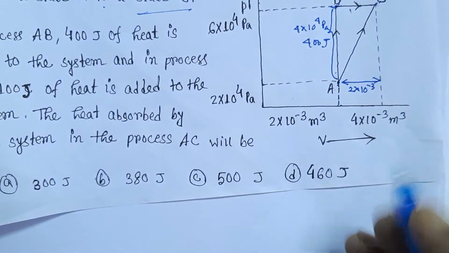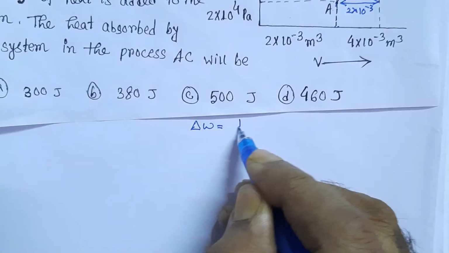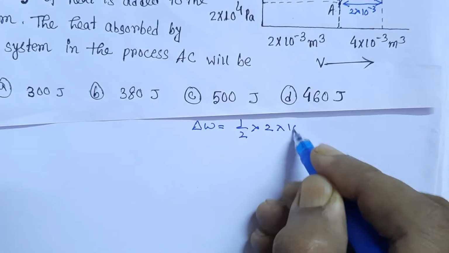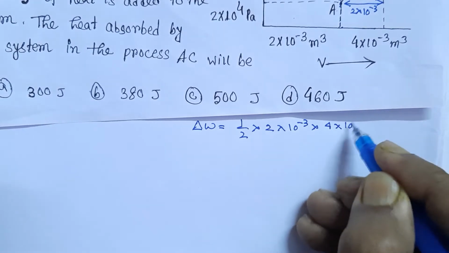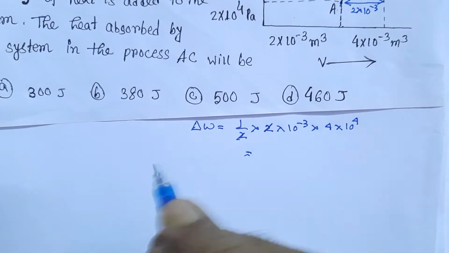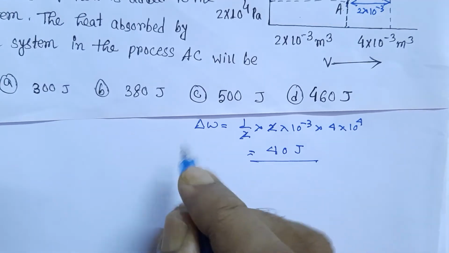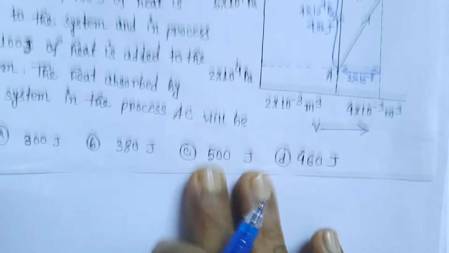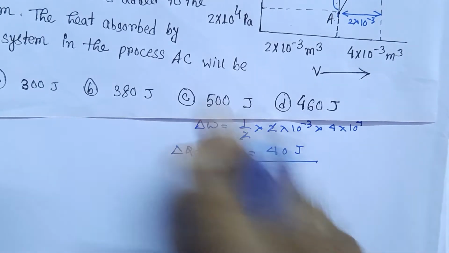So delta W equals half into change in volume, 2 into 10 to the power minus 3 meter cube, and change in pressure, 4 into 10 to the power 4 Pascal. So that equals 40 joule. So delta Q, there is no change in internal energy, so delta Q equals 40 joule.